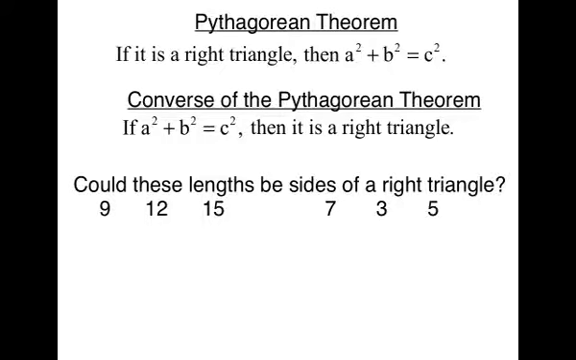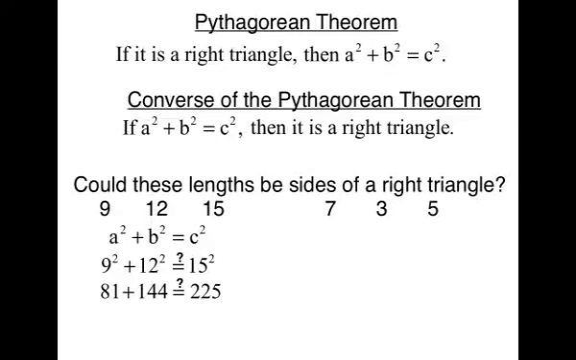Now the one thing you need to remember is the longest side is always the hypotenuse. It's always going to go by itself. So it doesn't matter the order. What matters is what's the longest side. It's the hypotenuse. So we're going to plug these in to a squared plus b squared equals c squared. I can do it pretty much just as they are because 15 is the largest. And notice how I put a question mark there because I'm not sure if these are equal. So I get 81 plus 144. Does that equal 225? Yep, it does. So that is a right triangle.